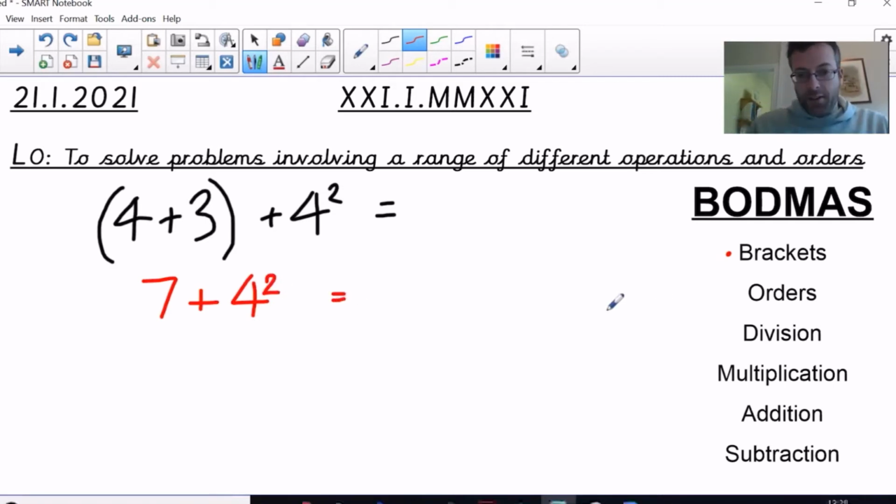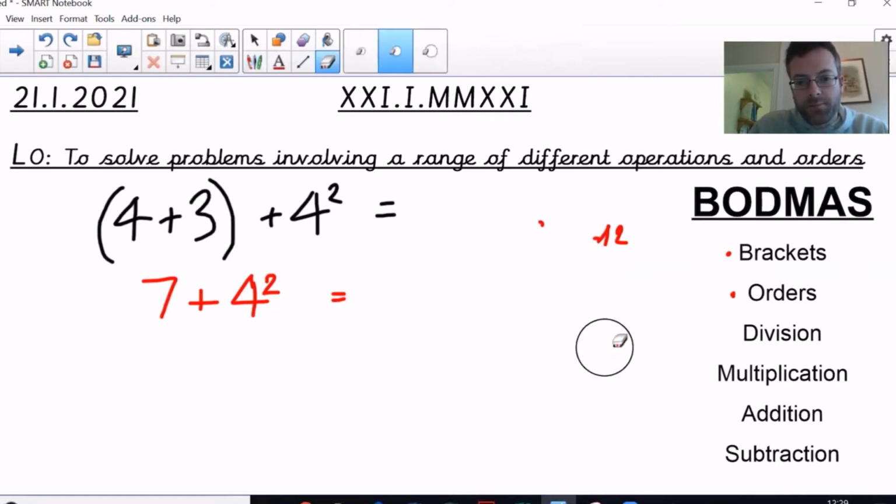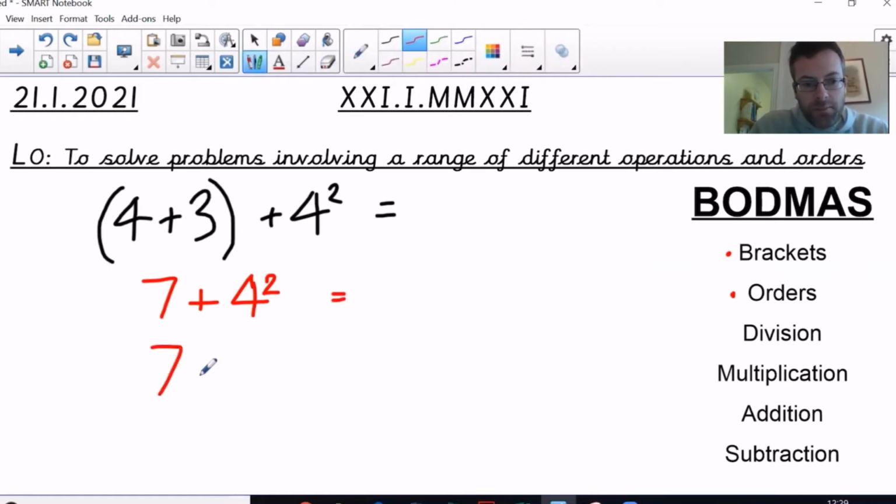Then, have I got any orders, which is where we have things squared? And yes, I have this 4 squared. So 4 squared means 4 times 4. If it was 9 squared, it would mean 9 times 9. If it was 8 squared, it would mean 8 times 8. If it was 3 cubed, what that means is I do it 3 times, so 3 times 3 times 3. Don't need to worry about that for now though. So let's concentrate on this. I've got 4 squared, and I'm not doing anything with my 7 yet. So 7 add 4 squared, well, 4 times 4 is 16. And 7 add 16 is going to equal 23. And that is my answer.